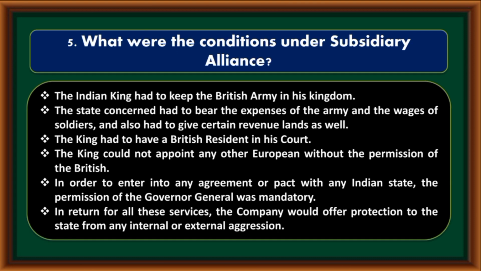What were the conditions under Subsidiary Alliance? The Indian king had to keep the British army in his kingdom. The state concerned had to bear the expenses of the army and the wages of soldiers and also had to give certain revenue lands as well. The king had to have a British resident in his court. The king could not appoint any other European without the permission of the British.